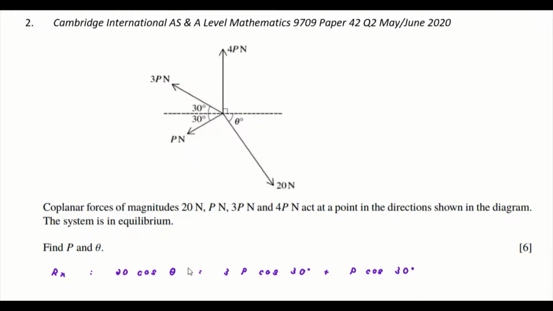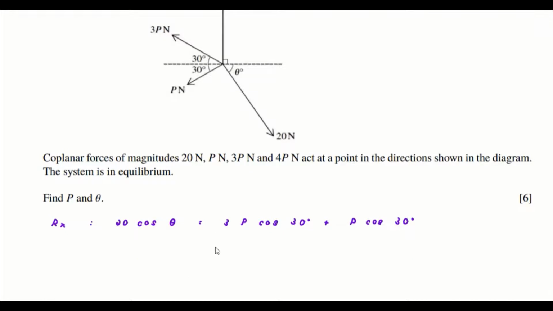Just now, in the previous question, we took the right-hand side as positive, then minus off the left-hand side, and got 0. So it's just the same. Let's simplify it a bit. Since they are both cos 30, I can just add them: 4p cos 30 is equal to 20 cos theta. So this is our first equation.